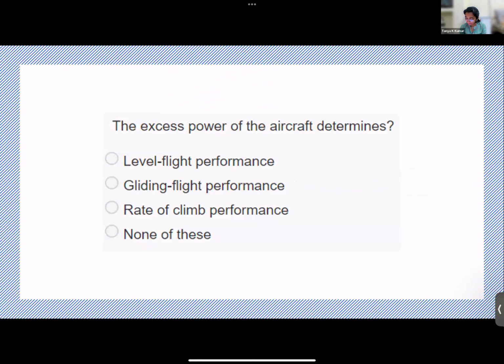The excess power of the aircraft determines what? So excess power is power available minus power required. Do you remember where this term comes into play? It's the rate of climb, right? Rate of climb is nothing but thrust minus drag by W. Now, if you multiply it with the free stream velocity, it gives you power available minus power required by weight. So rate of climb is the right answer.